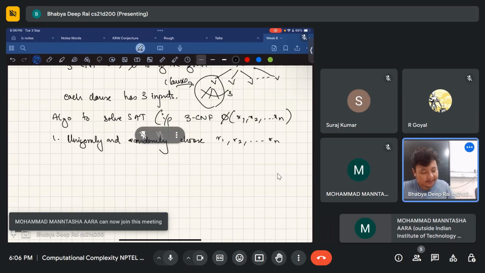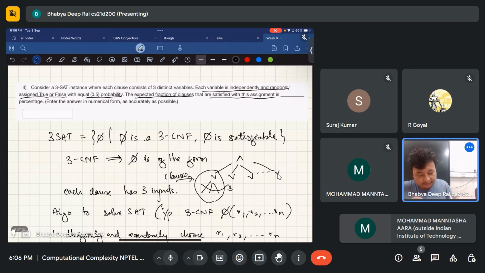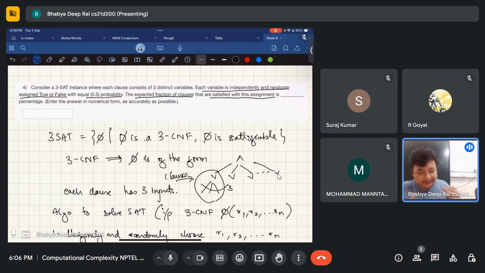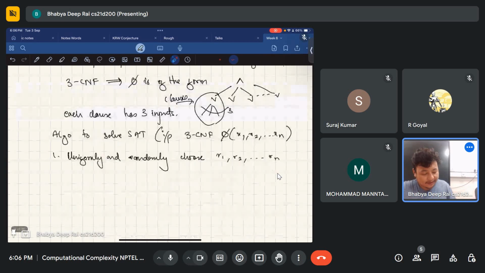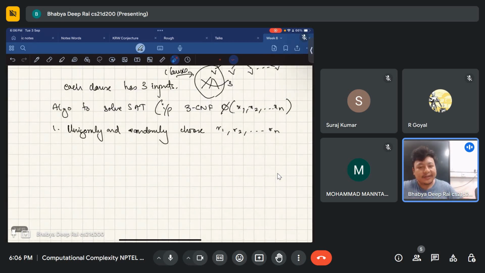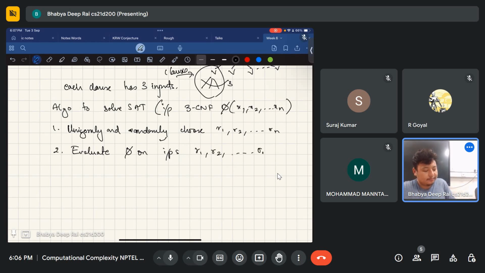One more person is here, so I'll just repeat the question. We are trying to solve 3-SAT, and the procedure is that each variable is independently and randomly assigned true or false. So we uniformly choose all the random bits, and then plug these random bits into the 3-CNF. Evaluate phi on inputs r1, r2, and so on till rn.